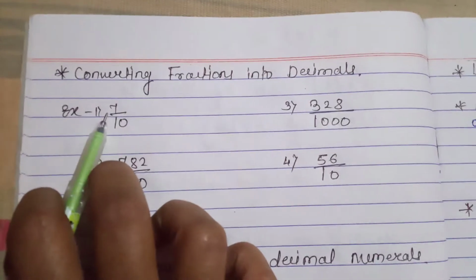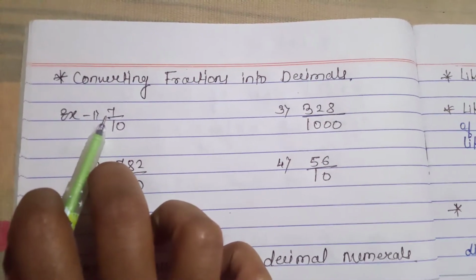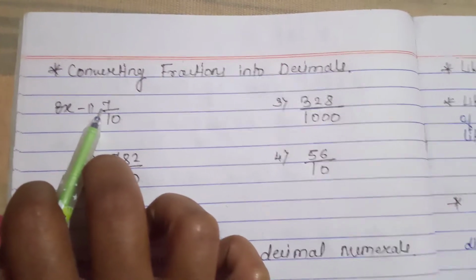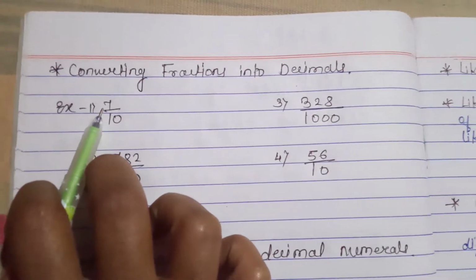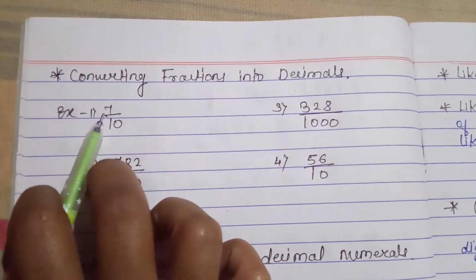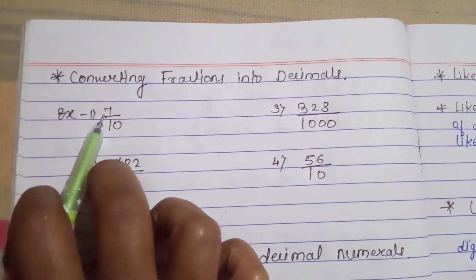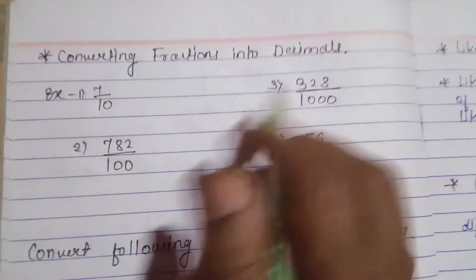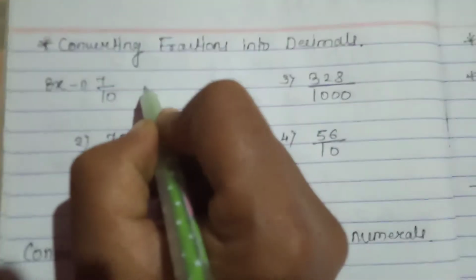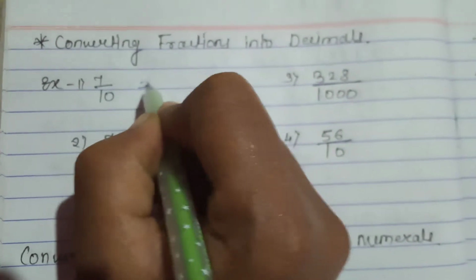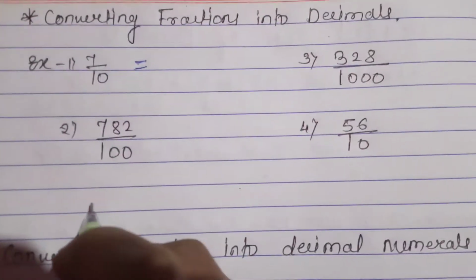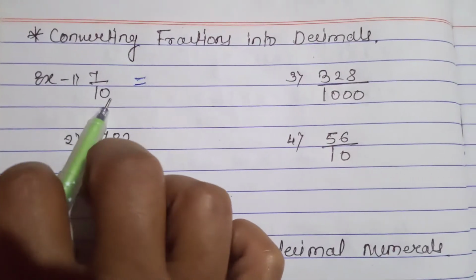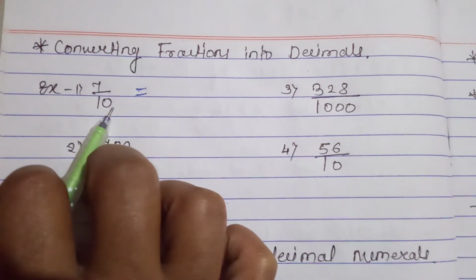As I told you, decimals are a type of fractions having the denominators either 10 or 100 or 1000 and so on. Okay, so this first number is a fraction. So to convert this fraction into decimals, 7 by 10 is a fraction. Now we are going to convert this into decimal.